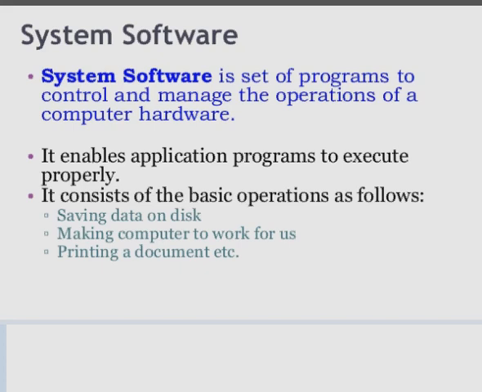System software, if you see, consists of basic operations as follows. In a system software, what functions are available? First is saving data on disk. We can save the file on the disk due to the availability of this system software. Making the computer work for us. Our computer is doing the work only because of the system software present in the computer. And next is printing a document. This is another example that we can do after applying the system software in our computer.